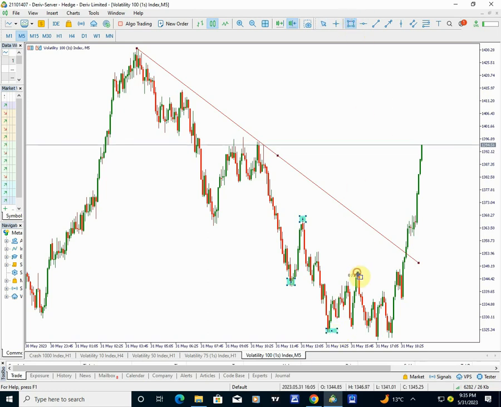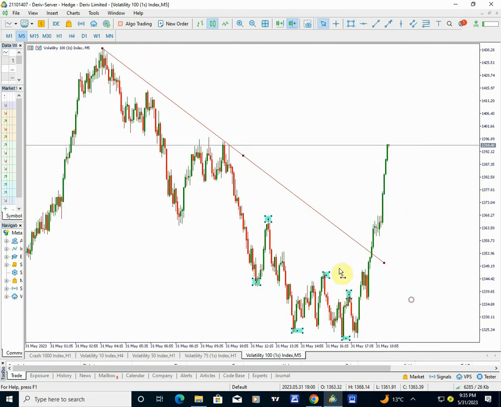This is a lower high here, and then the market formed another lower low here. And then the market could have formed another lower high, but it failed. Why did the market fail? Because it failed to close below this low here.